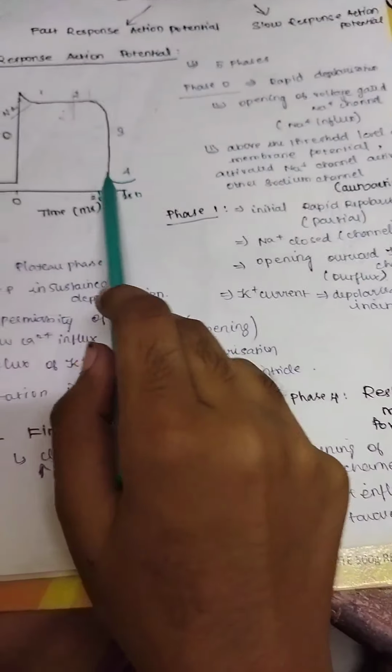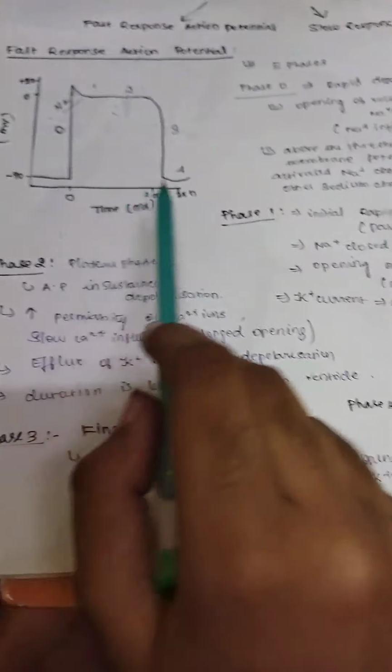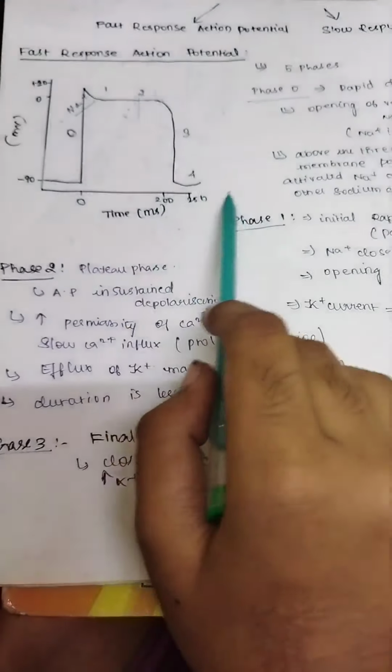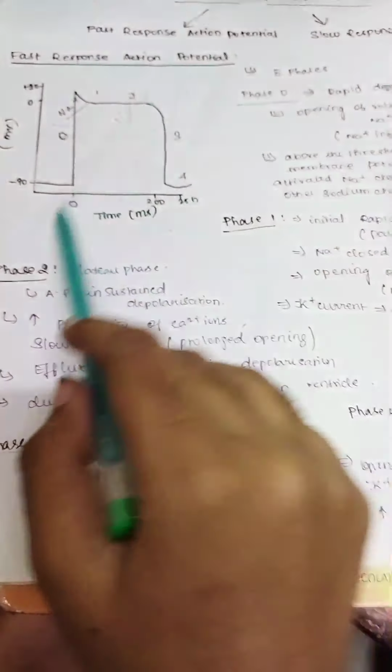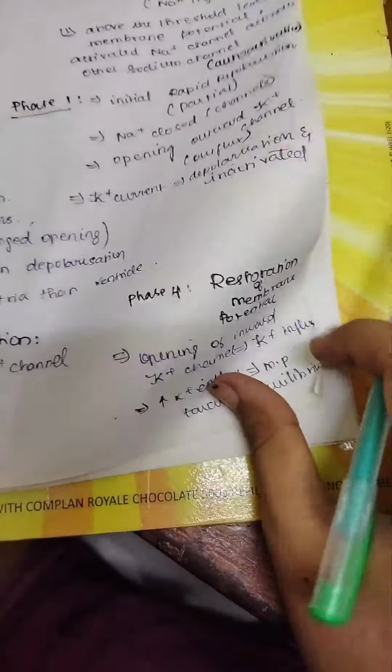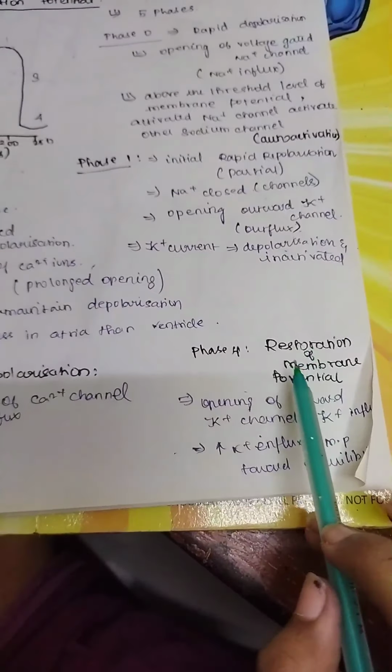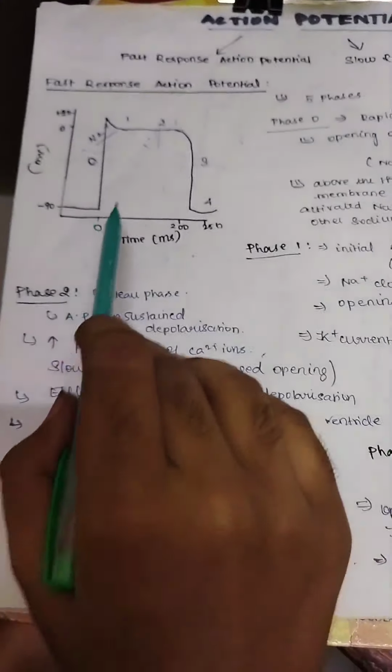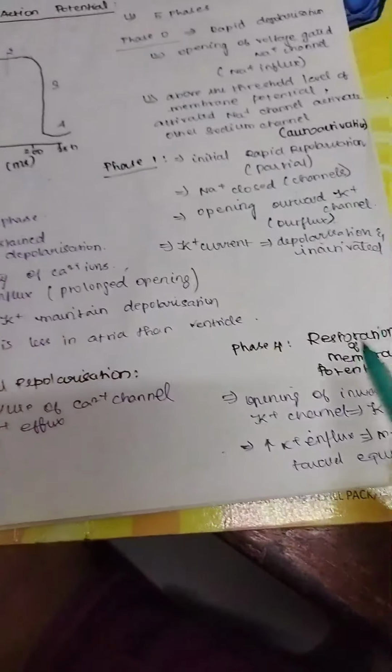At the same time, this is the last phase, called the fourth phase, which is going to come back to the previous membrane potential. You can see this is the fourth phase. The fourth phase is known as restoration of the membrane potential, because the membrane potential is going to come back to normal.